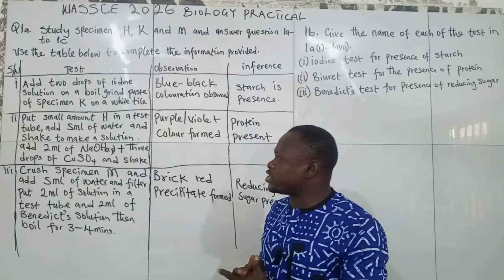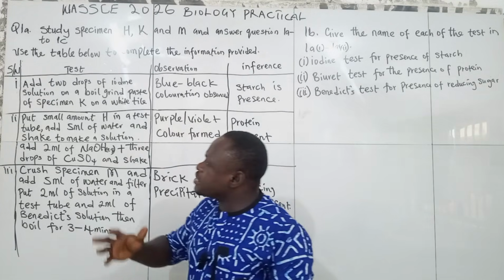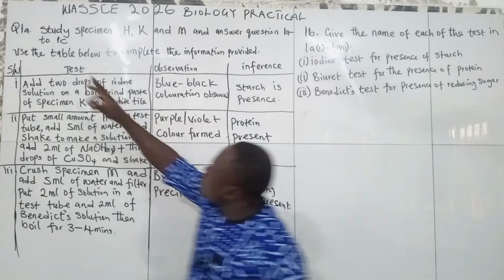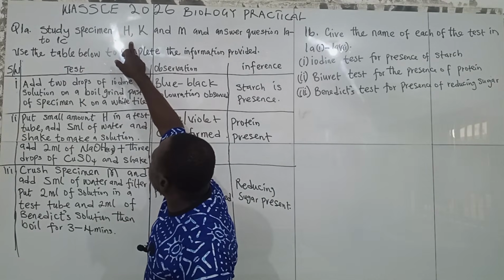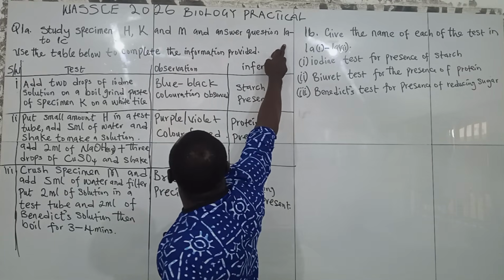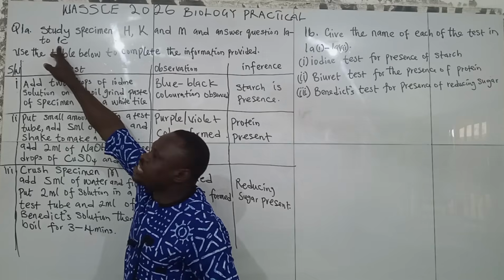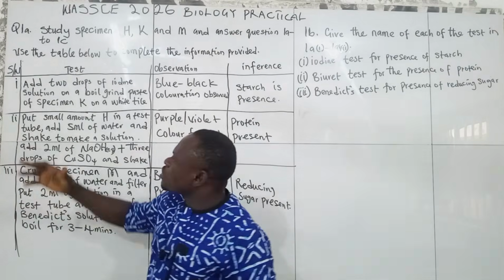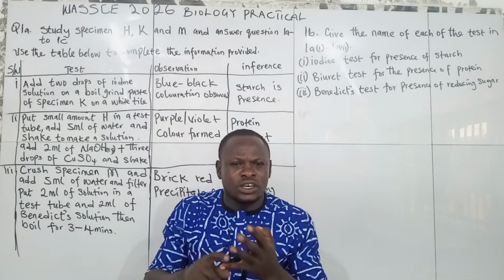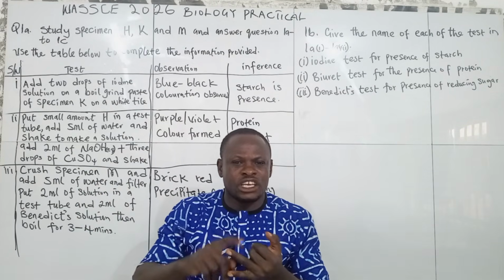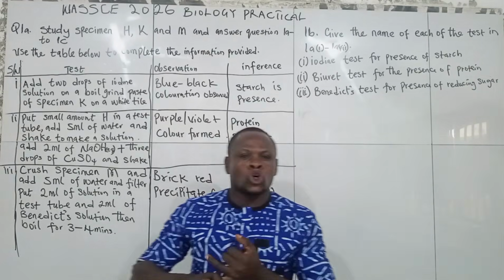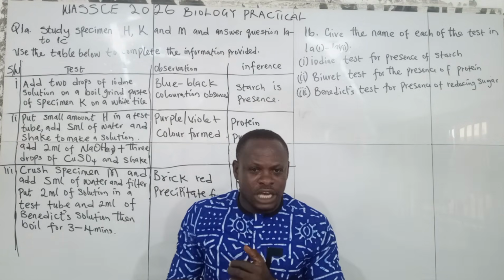Now let's go into question number 1. Question number 1 says, study specimens H, K, and M and answer question 1A to 1C. In the order of the reagents given, we are given iodine solution, Benedict's solution, and sodium hydroxide and copper II tetraoxosulfate.